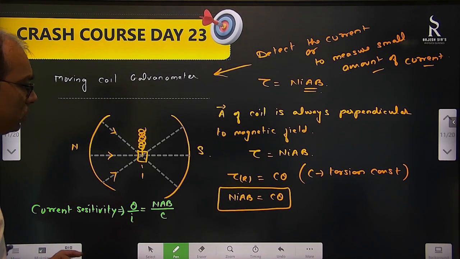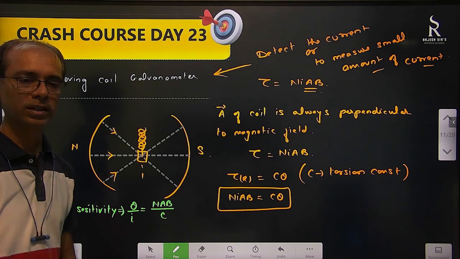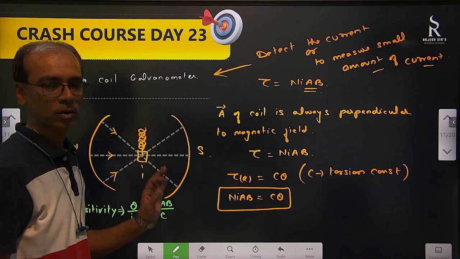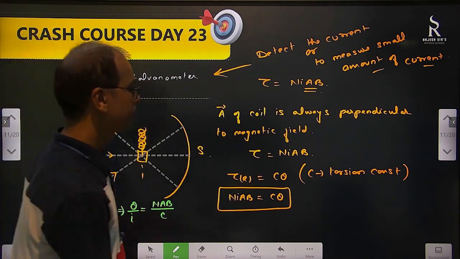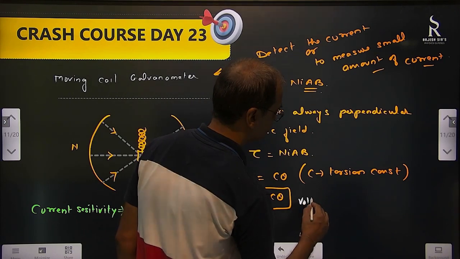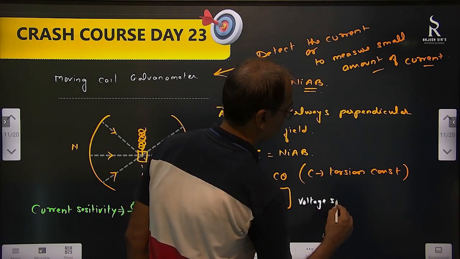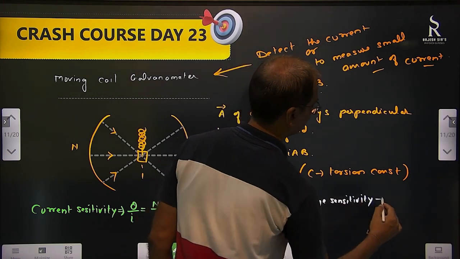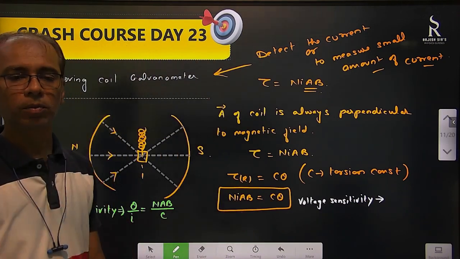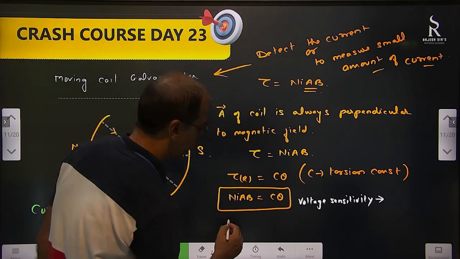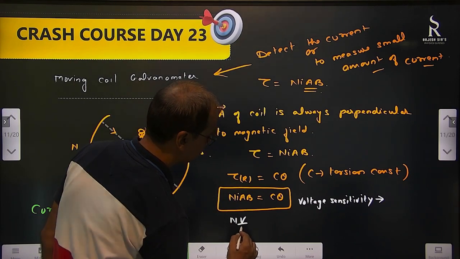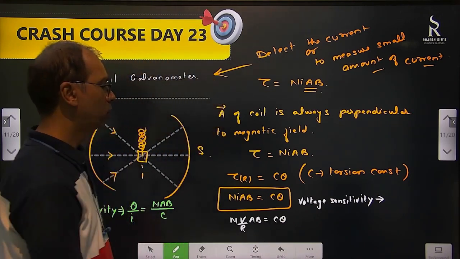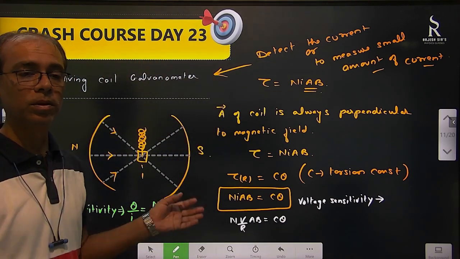Then another sensitivity is also there: voltage sensitivity. Why this current sensitivity and voltage sensitivity? Because we are going to use this galvanometer as an ammeter and voltmeter. So what is voltage sensitivity now? From where will it come? Because in the formula there is no V. So we have to bring V. In place of I we will write V by R. Now it came. So voltage sensitivity will be theta by V.